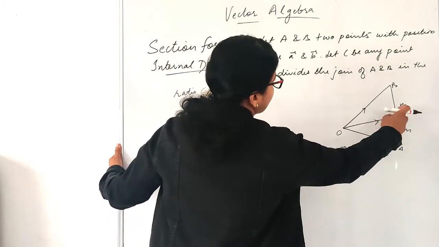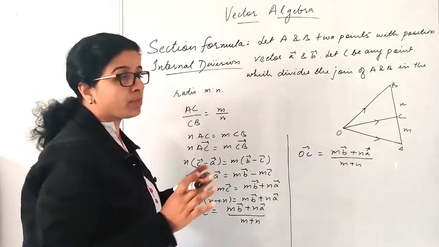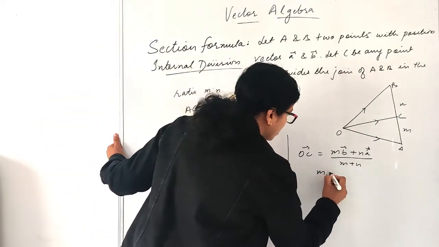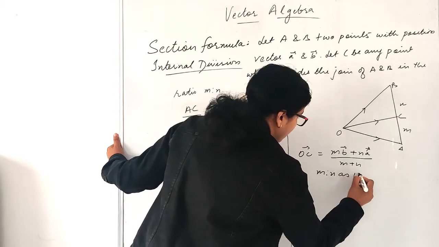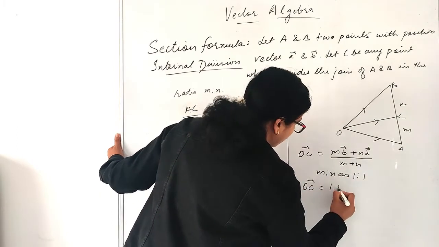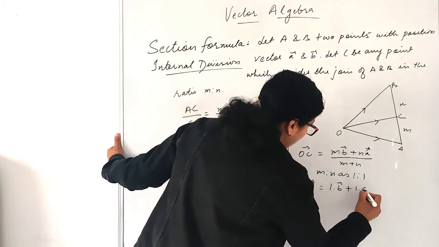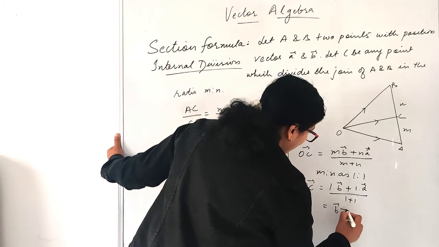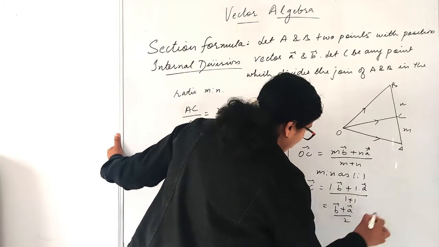What happens if C is a midpoint of AB? What will be the position vector of C? In that case, we have m:n as 1:1, right? So I can write OC vector is equal to 1 into B vector plus 1 into A vector upon 1 plus 1. So it is nothing but B vector plus A vector by 2, right?